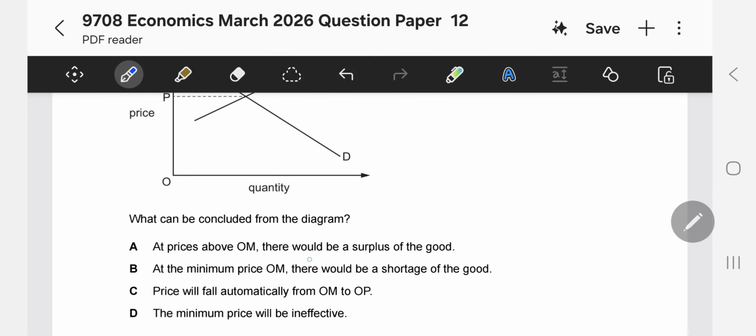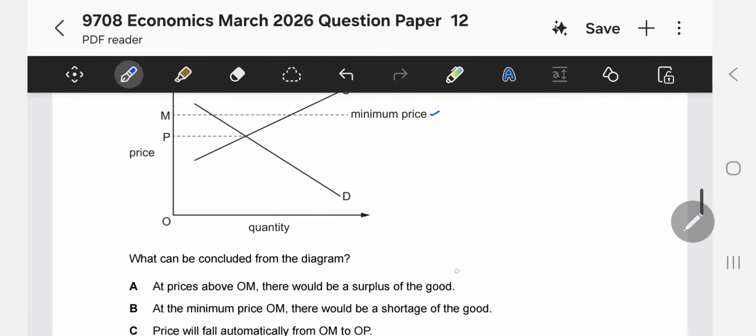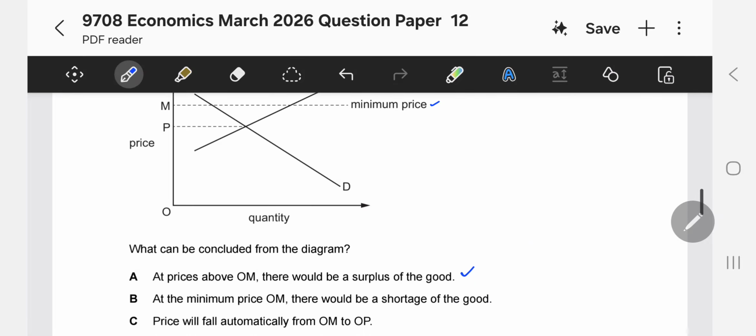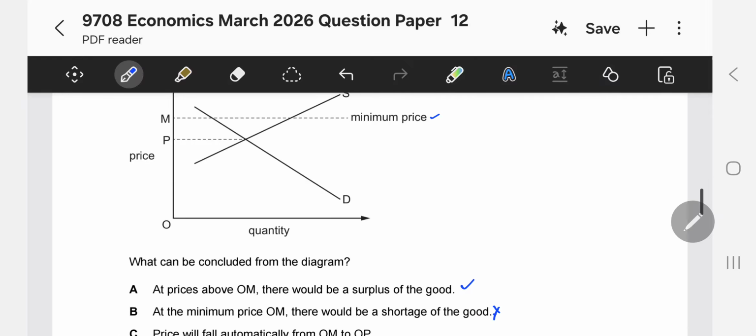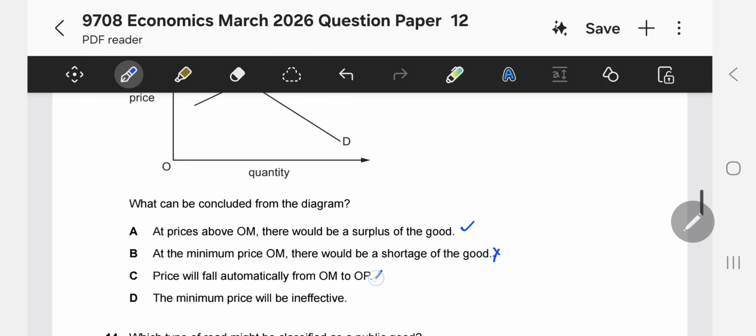At prices above OM, there would be a surplus. Yes, that's true. At the minimum price, there would be a shortage. No, that's not true. Prices will fall automatically from OM to OP. Because it's a thing set by the government, the prices cannot fall automatically. The minimum price will be ineffective. This one is wrong. So the correct answer is B.